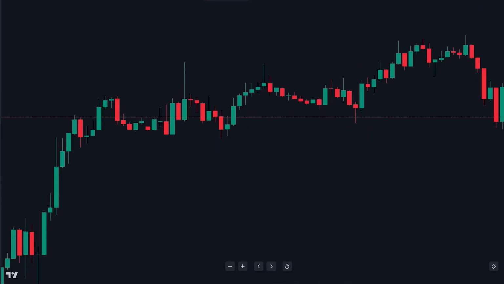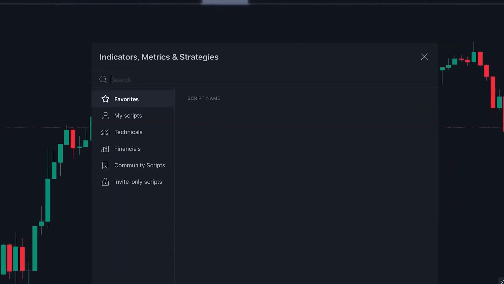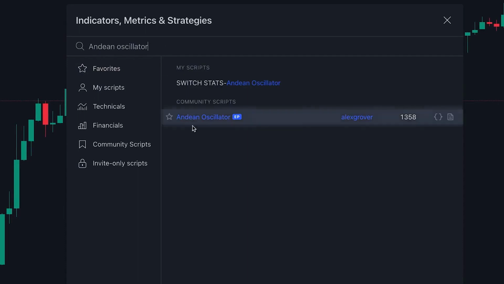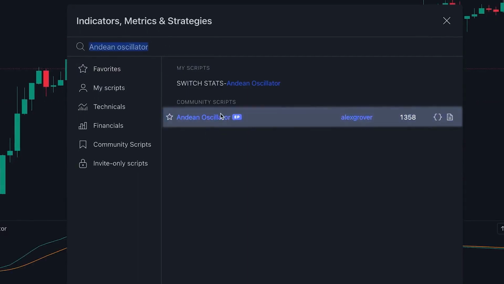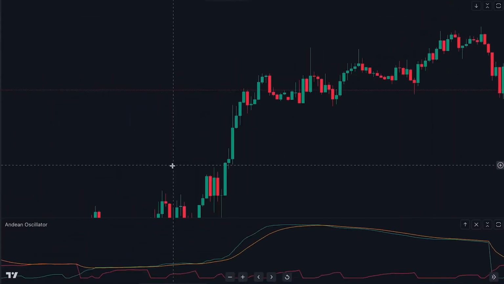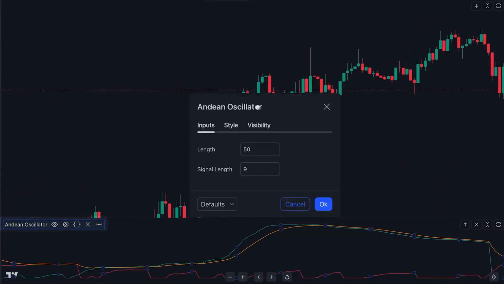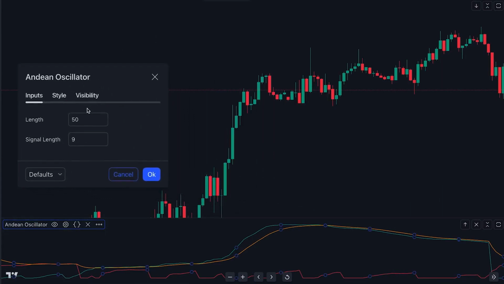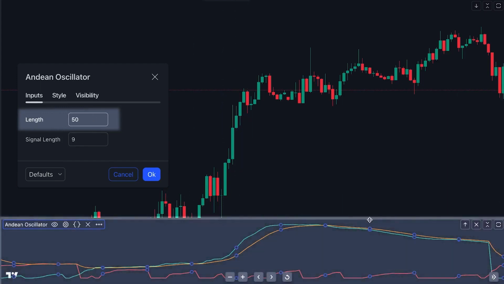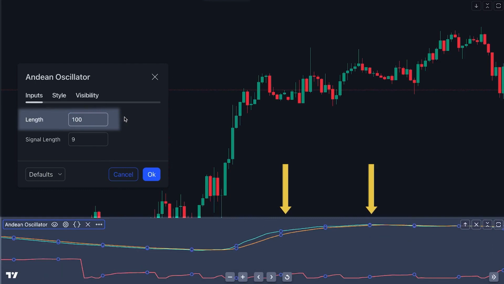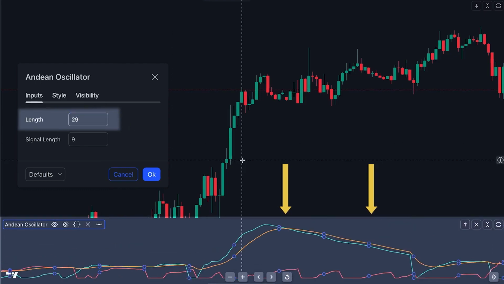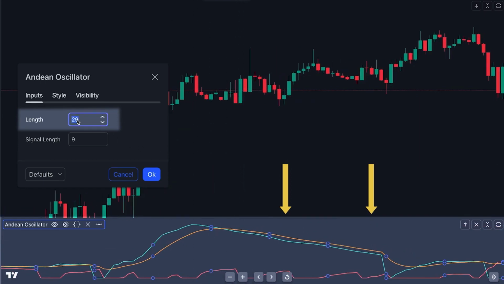To add the indicator to the chart, click on the Indicator Search tab and search for the Andean Oscillator. Select the indicator created by Alex Grover and add it to the chart. Let's head over to the settings of the indicator by clicking this gear icon. Here we can see we have two options available. The length option controls the significance of the trends that are being detected. Increasing this value will provide longer-term trends, and decreasing will provide shorter-term trends. Since we will be using the indicator for scalping short moves, we will keep it on its defaults of 50.